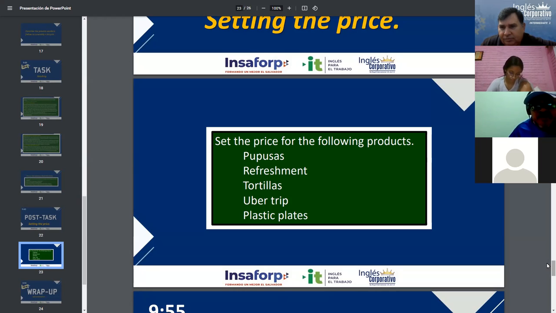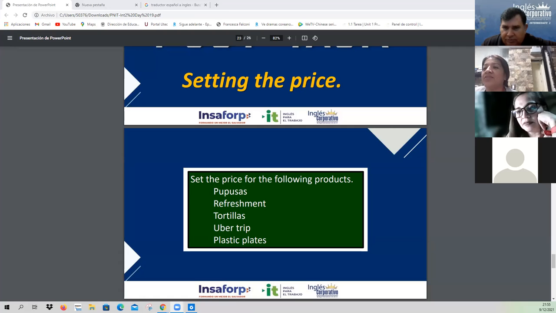Maybe the Uber trip is 75 cents per kilometer. Really, I never paid attention to the price per kilometer. Delivery of the pupusas, for example: 10 customers for $1. Each customer has 15, 20 pupusas. Maybe 20 pupusas for 15 customers, 300 in one hour, because customers are very impatient for the pupusas.